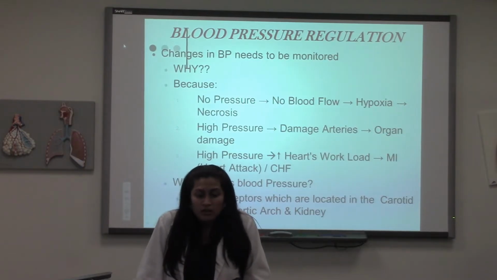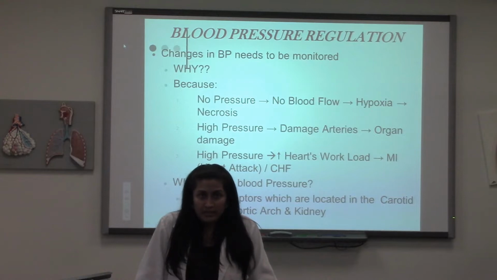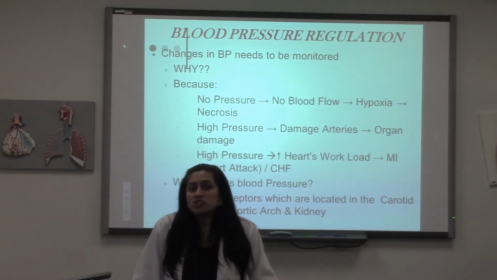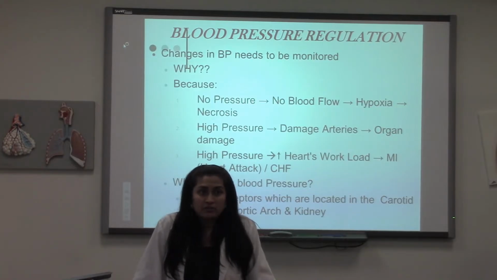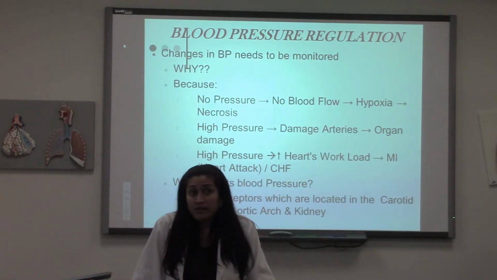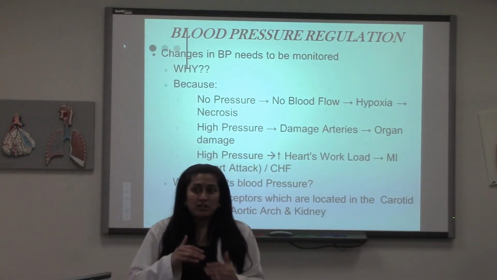So, if your blood pressure is 120 millimeters of mercury over 80, how much pressure must your left ventricle generate to open up your aortic valve? 121 at least, right? So now let's say somebody's blood pressure is 200 over 100 millimeters of mercury. How much pressure must your left ventricle generate? 201.